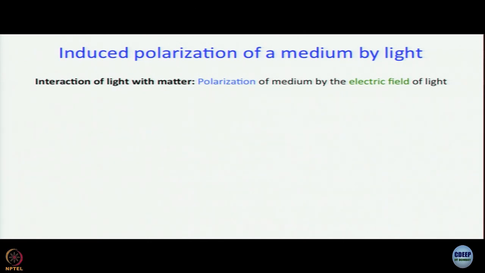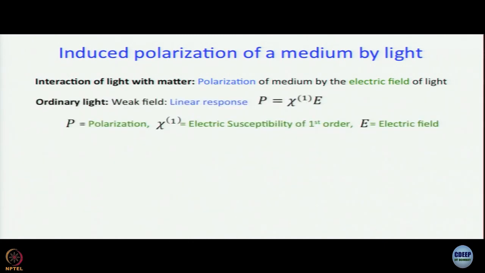Now, if you have ordinary light, then you have linear response, meaning the polarization is directly proportional to the amplitude of the electric field E. So, we can write it in a very simplistic manner as P equal to chi first order E. The 1 in the superscript within brackets means first order. It is not chi to the power 1, it is not chi 1, it is chi first order. So, P equal to chi first order E, where P is polarization, chi first order is the electric susceptibility of first order, and E is the amplitude of the electric field.